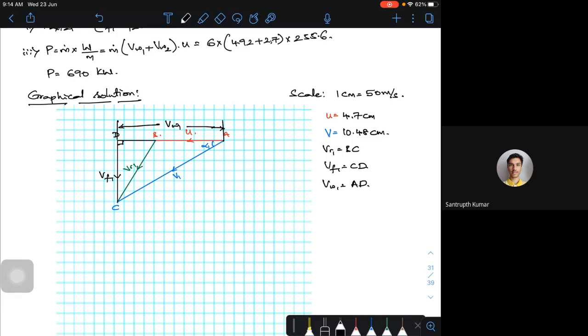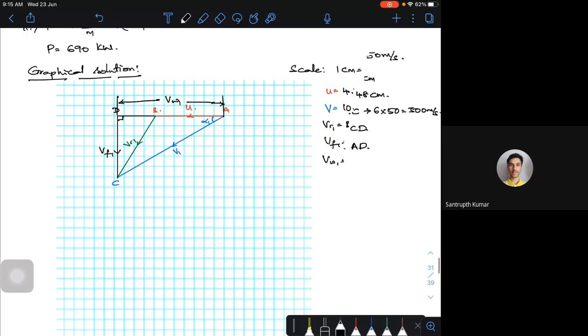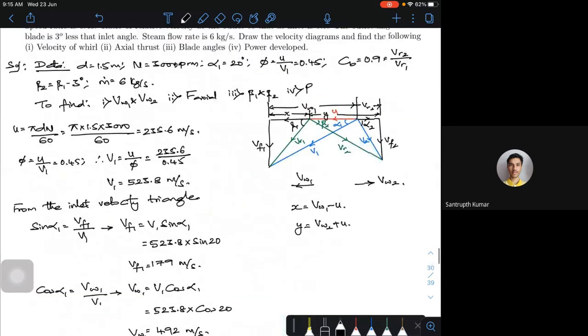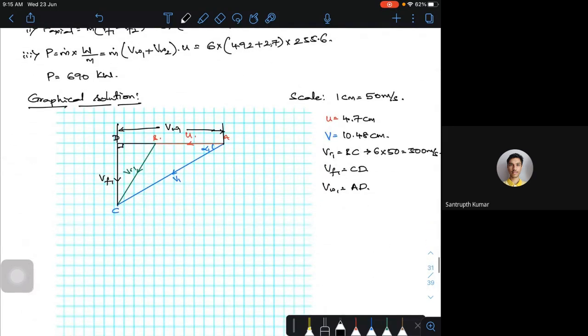Now, once you get VR1, let me assume VR1 is roughly around 6 centimeters. So 6 into 50 is around 300 meters per second. So here I'm getting 6 centimeters, around 300.